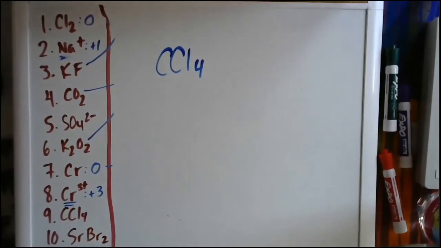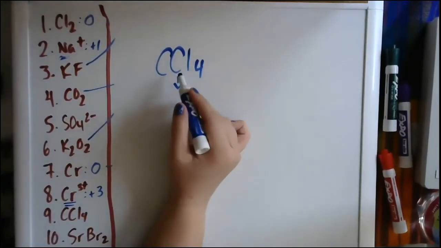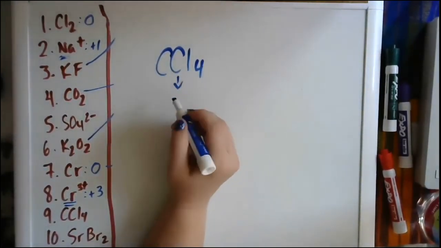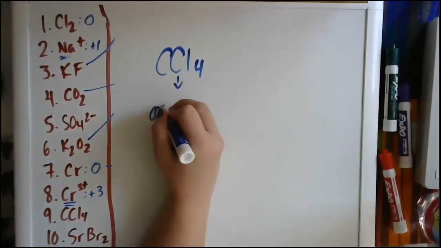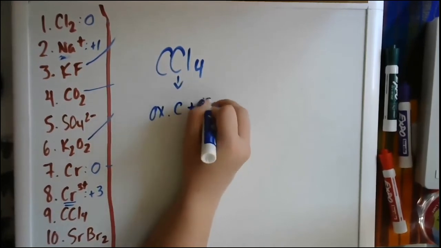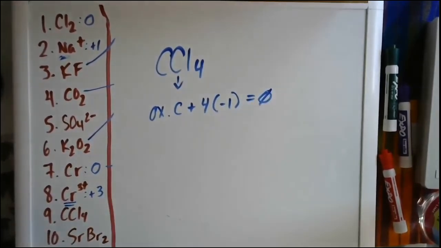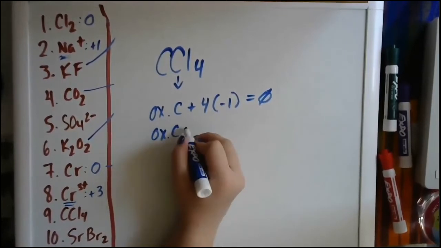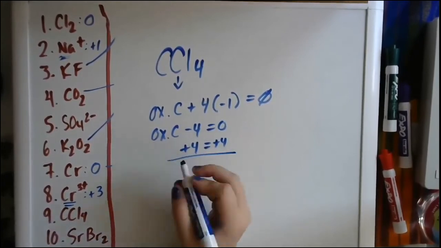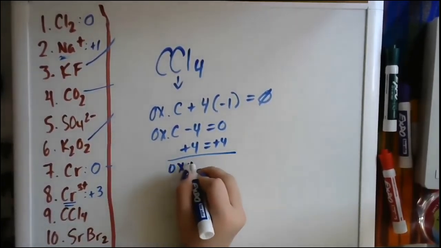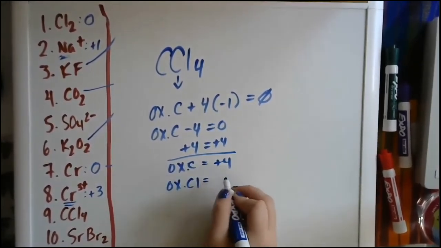CCl4, we have another neutral compound here. The chlorine is the first thing on our oxidation state list that we run into, and each chlorine has an oxidation state of -1. So the oxidation state of carbon plus 4 times the oxidation state of chlorine will equal 0 when we add them together. So when we solve for this, the oxidation state of carbon is +4. The oxidation state of each chlorine is -1.